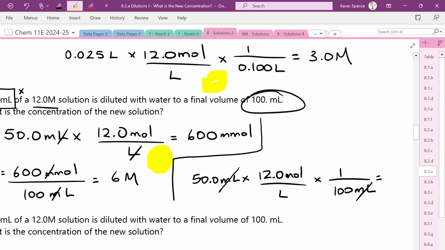Watch out when you get to question number 5. There's something a little bit different about it. Yes. What's different about question 5?